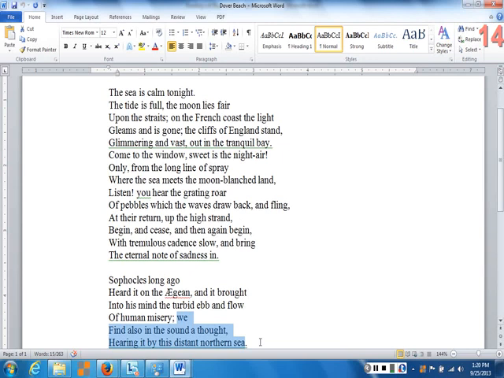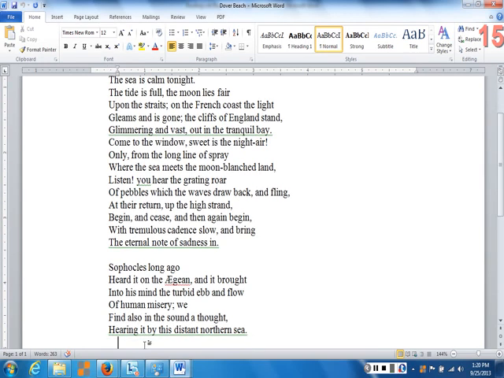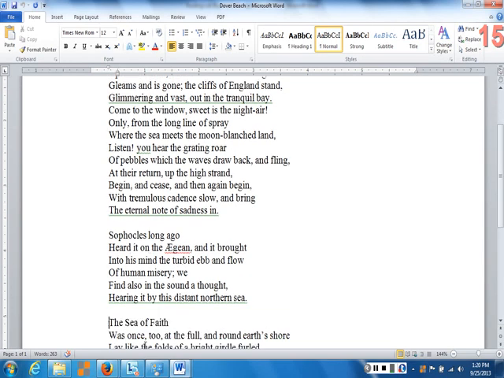Okay, now, before we go on, notice the it again. Sophocles heard it, meaning the eternal note of sadness, and we hear it, the eternal note of sadness, standing here by this distant northern sea, which is the English Channel in this particular case, right? Okay. What is the thought? Okay? Sophocles had the thought of human misery. We already are hearing something that reminds us of sadness. Sadness can be the sadness of human misery.